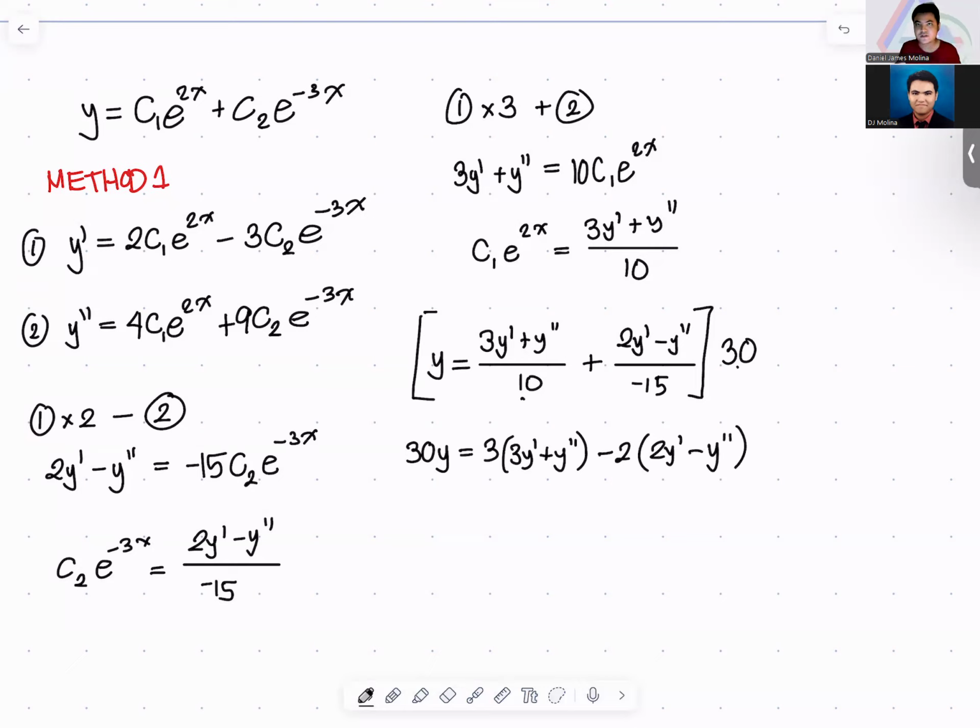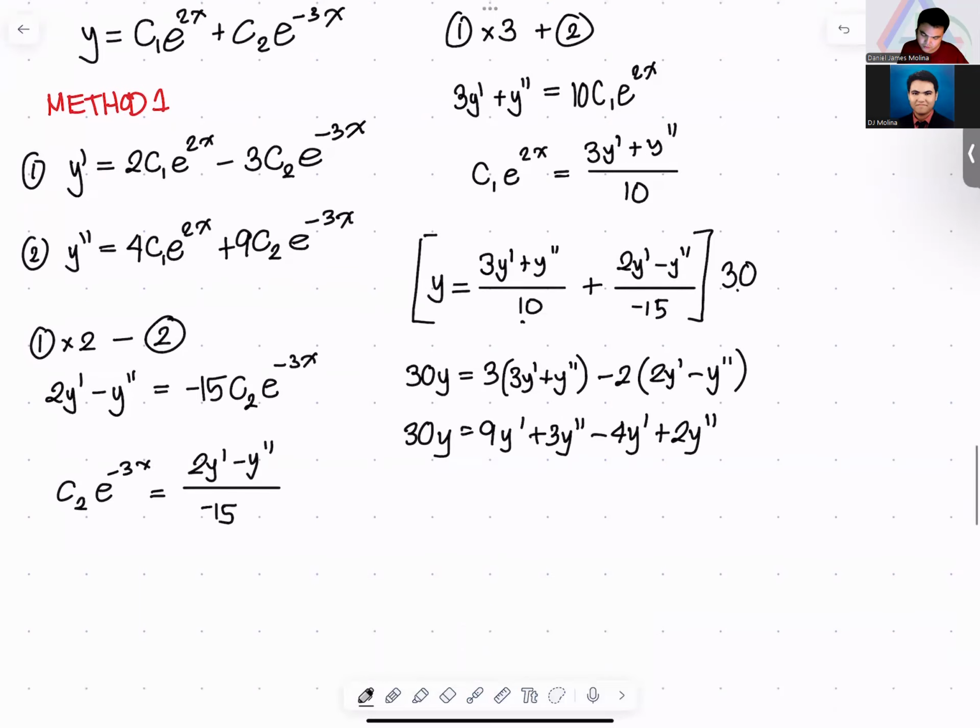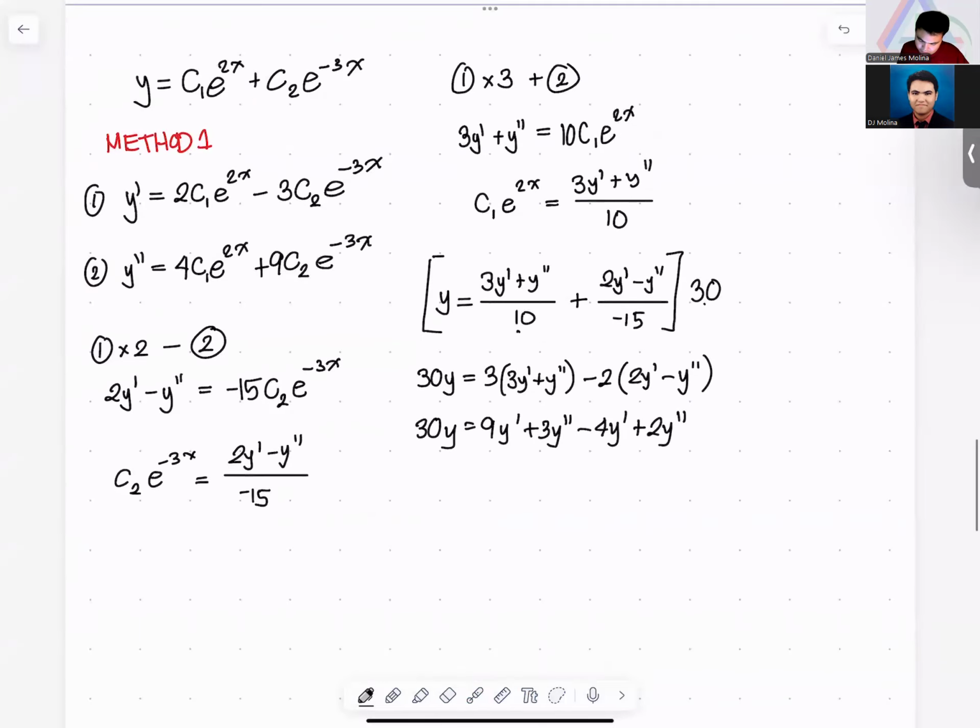Simplifying further, we can already solve for that differential equation. It's 9y prime plus 3y double prime minus 4y prime plus 2y double prime. Simplifying further by adding like terms, that's 5y double prime, sorry, 5y prime equal to 30y.